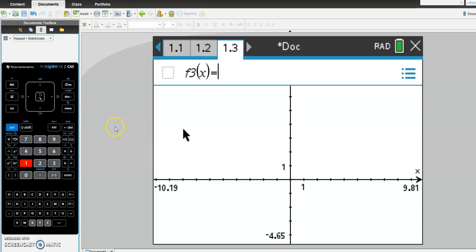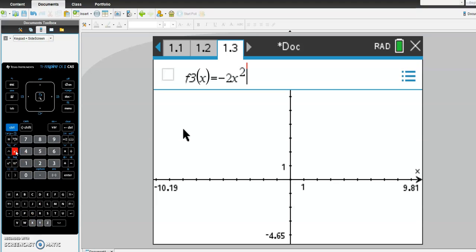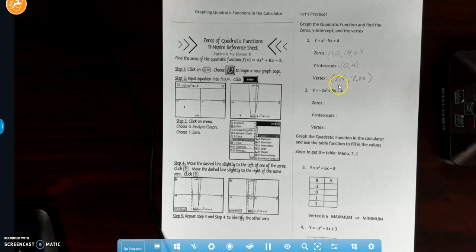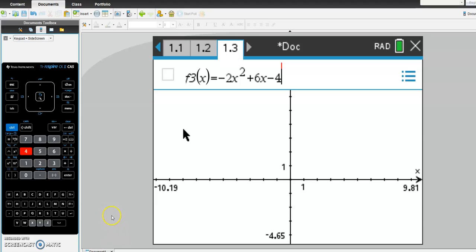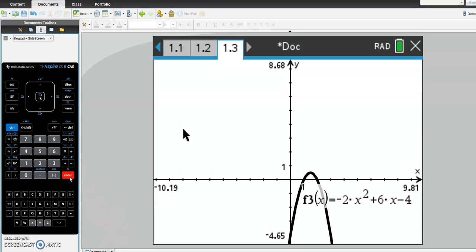All right, there we go. Okay, so again, you're going to type it exactly as it is. So negative 2x squared plus 6x minus 4. So we're typing in this exact quadratic right here, negative 2x squared plus 6x minus 4. We want to find the zeros, the y-intercepts, and the vertex. All right, so here we go. We're going to press enter to graph.